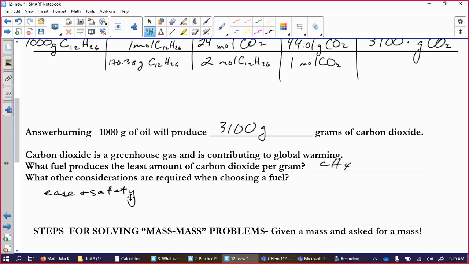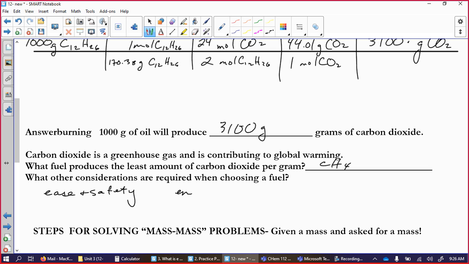Ease of storage, safety of storage, ease of obtaining. Why is natural gas a little bit trickier? Because it's more in the gas state, which is harder to transport, harder to do stuff with. Liquid oils are easy. You can put them in a truck or on a train, which still isn't the safest, but that's the way our whole economy is done.